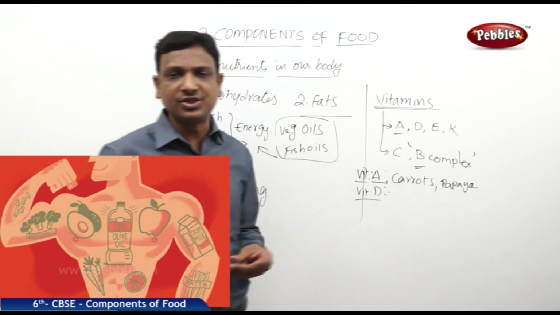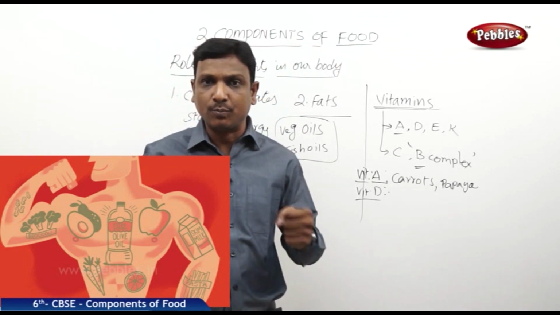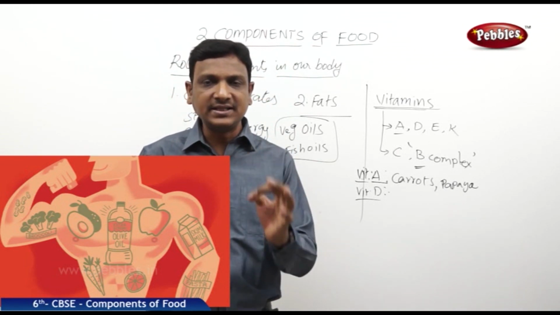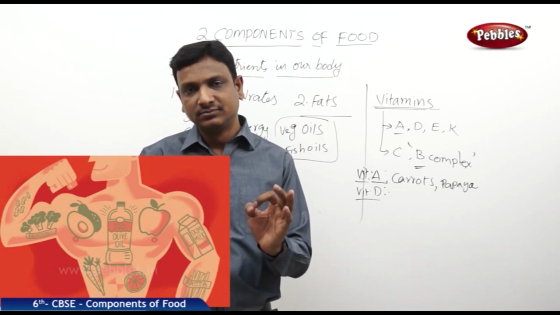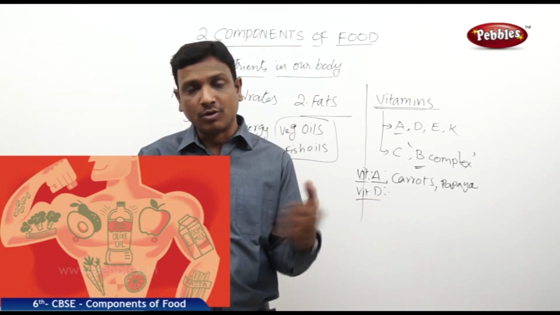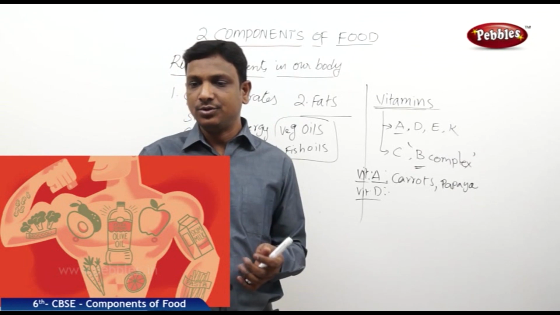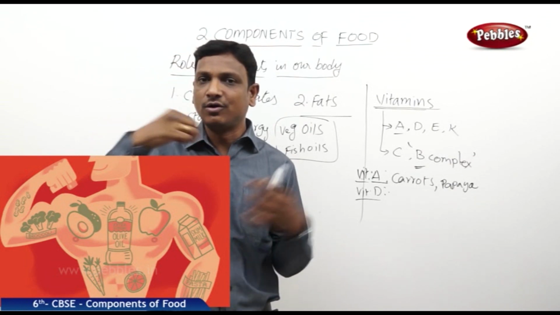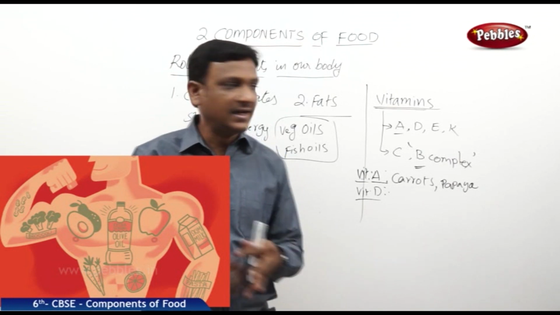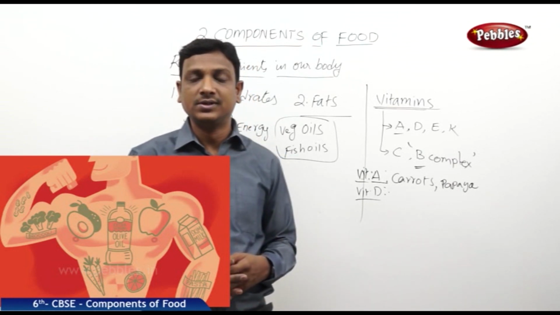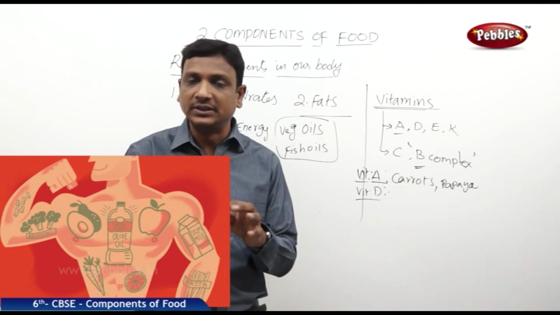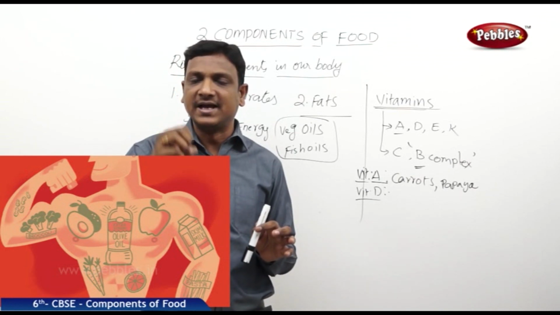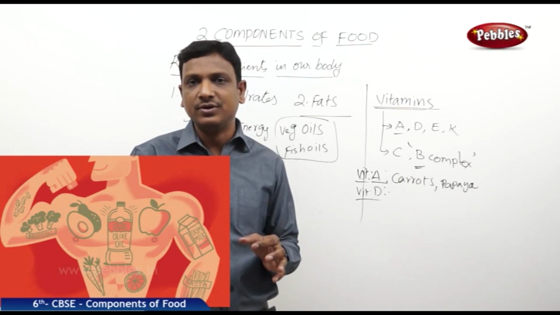Vitamin D is very important for the proper growth of our bones and teeth. Bones and teeth in our body need calcium. But without vitamin D, your body cannot absorb calcium. You drank one glass of milk, it has calcium. But it will not go to your bones and teeth unless you have vitamin D in your food. So vitamin D helps in the proper absorption of calcium from the food to your body.